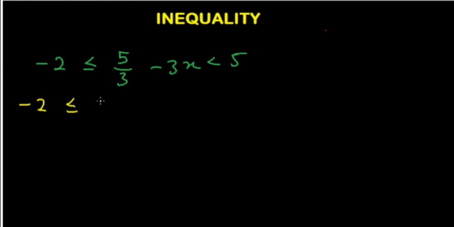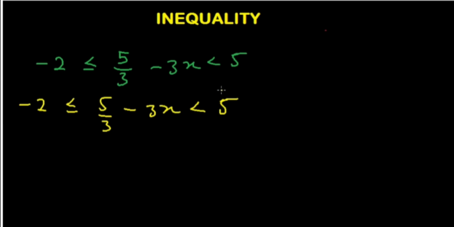Suppose you have minus 2 less or equal to, okay, let me say 5 over 3 minus 3x less than 5. So what do you need to do? Split it up, right? I'll have minus 2 less or equal to 5 over 3 minus 3x, minus 5. Let me even teach another method instead of just splitting it up like the first way I did it.